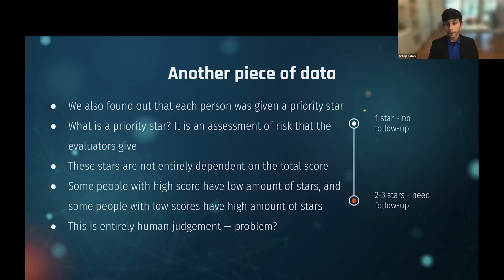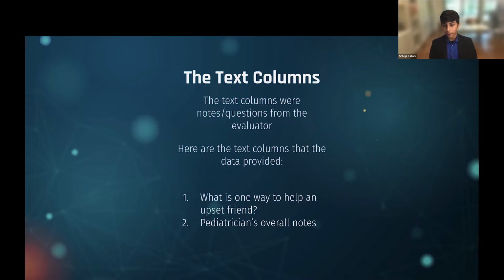Another piece of data we were given are the text columns. The text columns were notes or questions from the evaluator, and the 2 text columns that we were given were: what is one way to help an upset friend, just to gain some information from that person, and the pediatrician's overall notes of the person, of the interview, and how everything went.